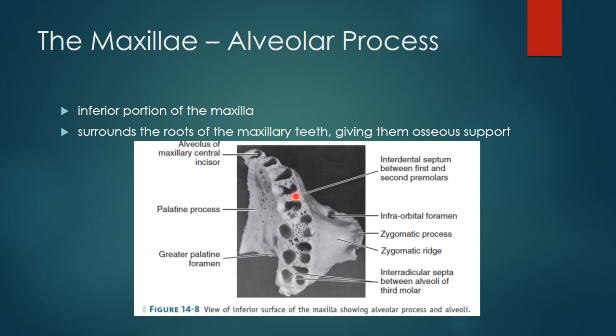The bone separating the two is called the interdental septum, while the bone in between the three roots of the maxillary molars is called the interradicular septa. The facial plate is thin until the distobuccal root of the first molar. The buccal plate over the maxillary second and third molars is thicker.